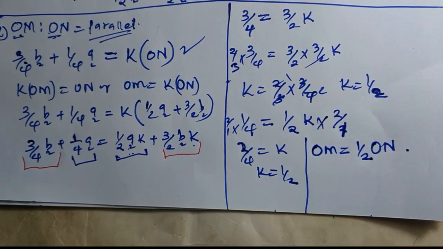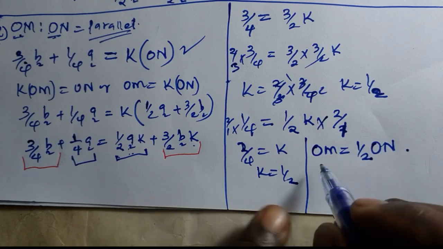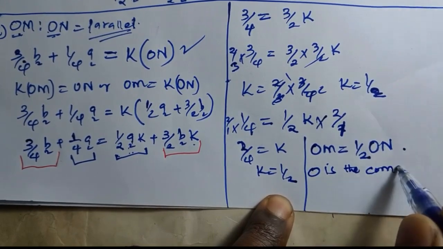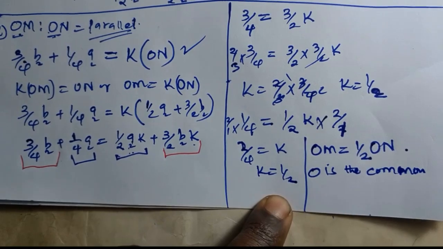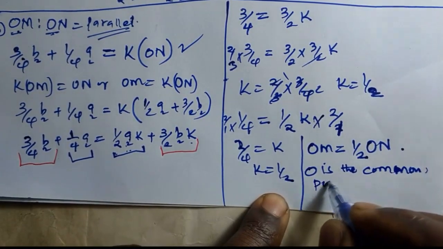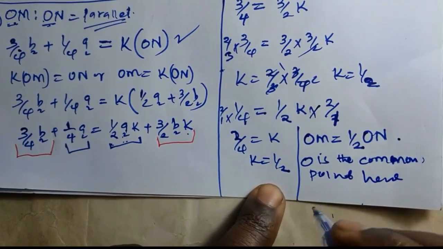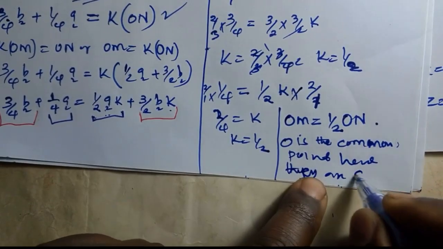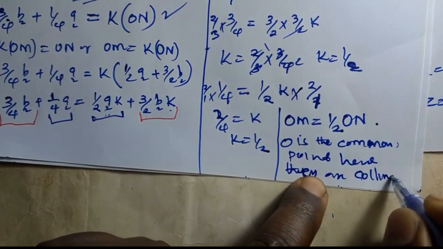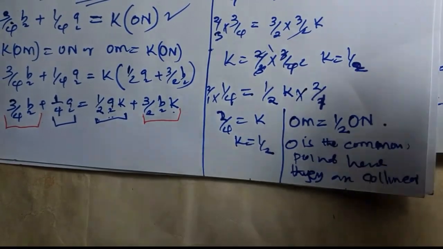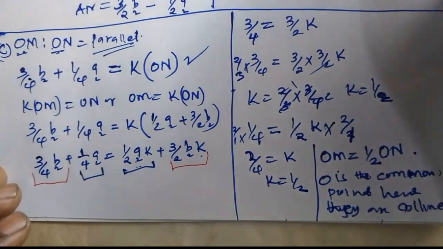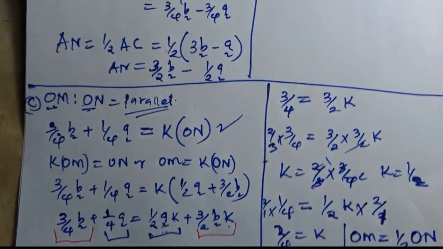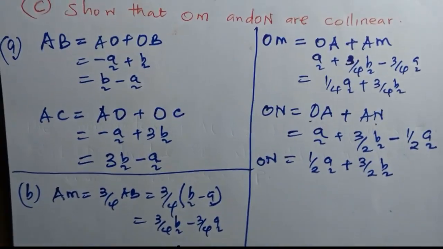Now the final thing is to say that O is the common point, hence they are collinear. So to show collinearity, you need to show that they are parallel. You can express one in terms of the other, and they are sharing a given point.